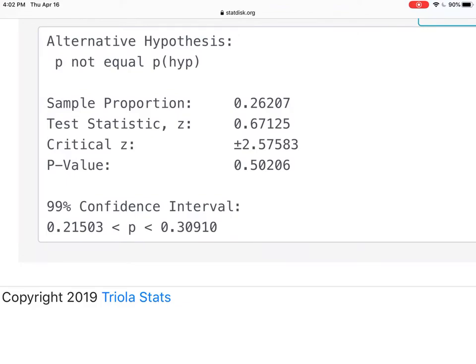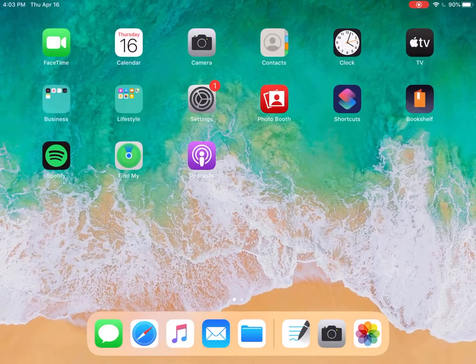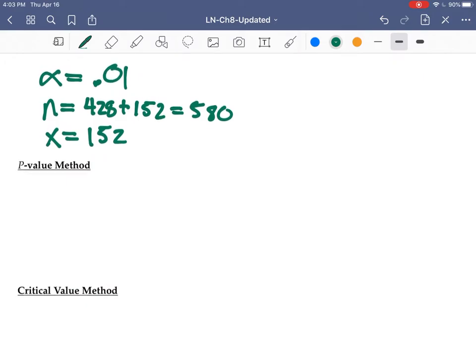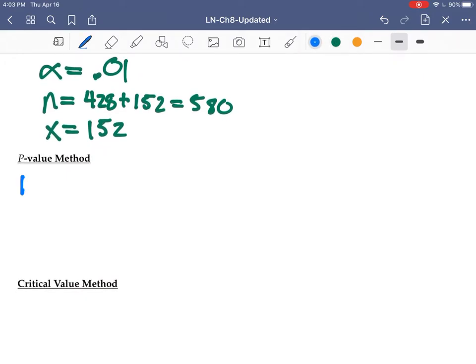We have our critical z values, plus and minus 2.57583. And we have our p-value that's given there, 0.502. So let's use that p-value, 0.502. With that p-value, what do we do? How do we make a conclusion using the p-value?